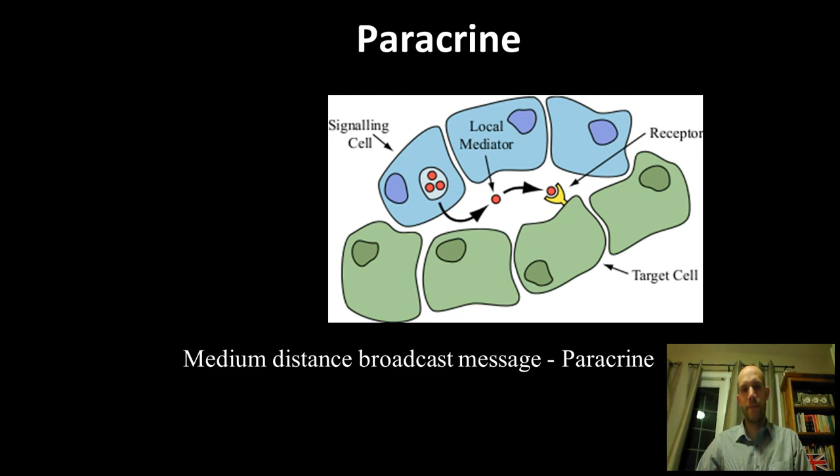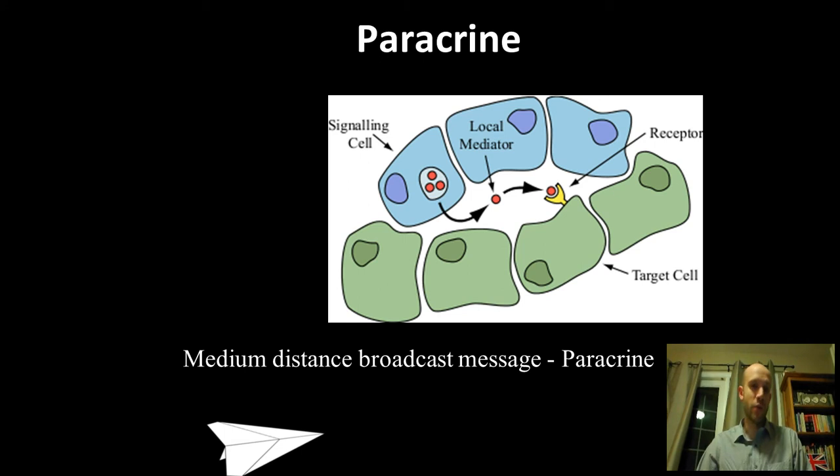Paracrine signaling is between local cells. The cells aren't necessarily adjacent to each other. It's a bit like throwing a paper airplane to your friend. The cells aren't right next to each other, but the signal molecules are passed a short distance. So they'll be released into the interstitial fluid between the cells, and it's a local message. This is paracrine. Think of parallel being next to one another. Paracrine means to be close to one another. That's a local mediator going to a receptor on the surface of a target cell.